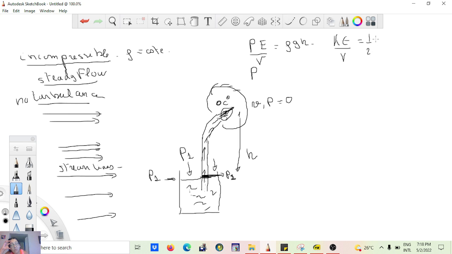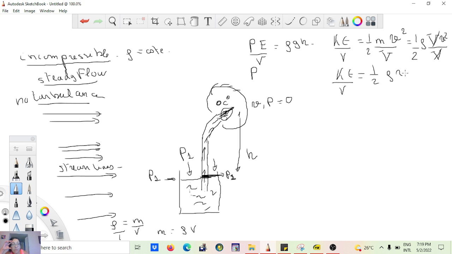And kinetic energy is 1/2 m v squared. Now that v is going to be the speed, and that's not the volume here, so don't confuse the two V's, right? But the mass, remember that density is mass divided by the volume. So mass is density times volume. So that's going to be equal to 1/2 rho, the volume, v squared, divided by volume. So the kinetic energy per volume equals 1/2 rho v squared.